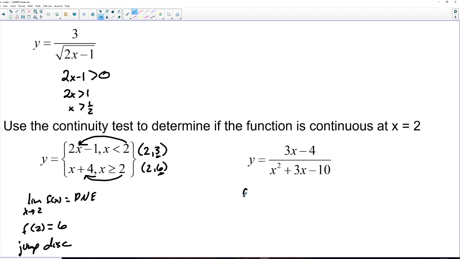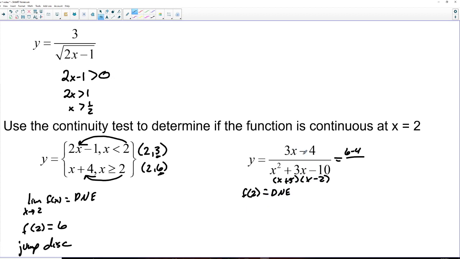Use the continuity test. We could say that f of 2 is equal to 6 minus 4 over, let's see, 4 plus 6 is 10. Does this factor, x plus 5 and x minus 2? I'll be darned, that does factor. So 2 is making the denominator 0. So the function value does not exist.